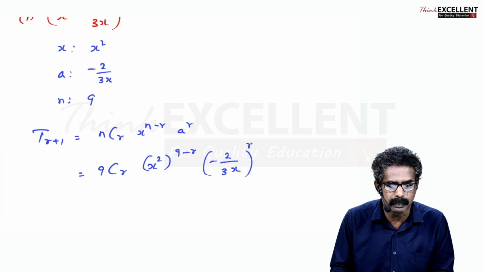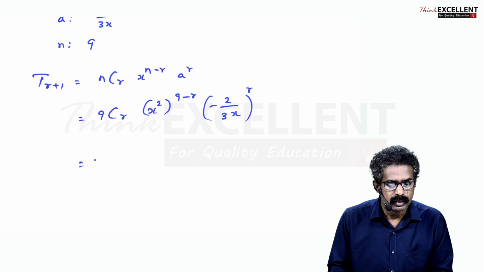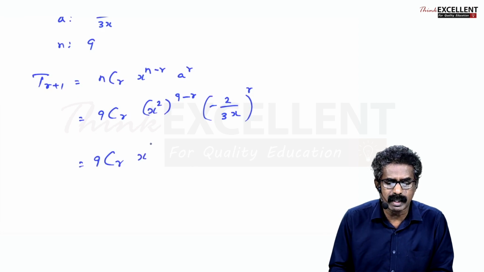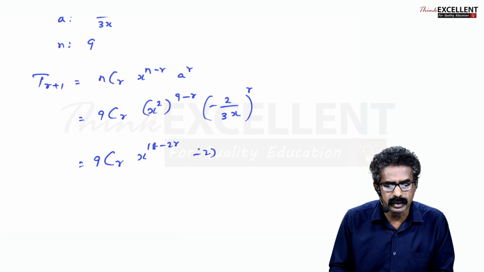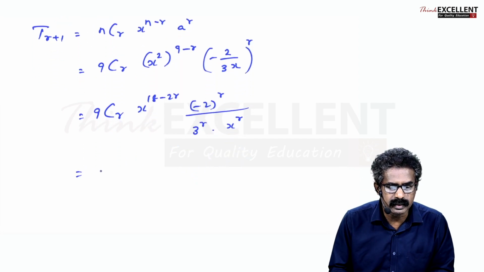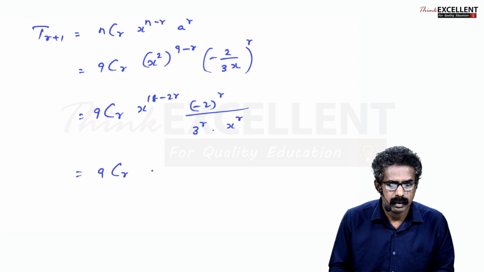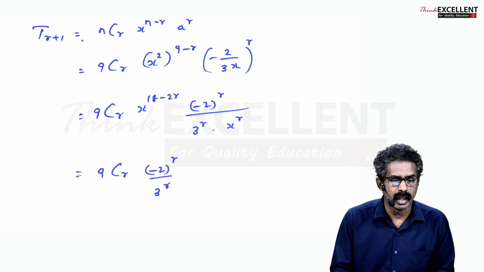Now I said don't stop here. You have to combine all the x terms for any question of this type. So 9Cr x raised to, by the 2 you multiply, 18 minus 2r, minus 2 raised to r by 3 raised to r into x raised to r, right? You split everything. So that is 9, except that x, you write everything first: 9Cr minus 2 raised to r by 3 raised to r.